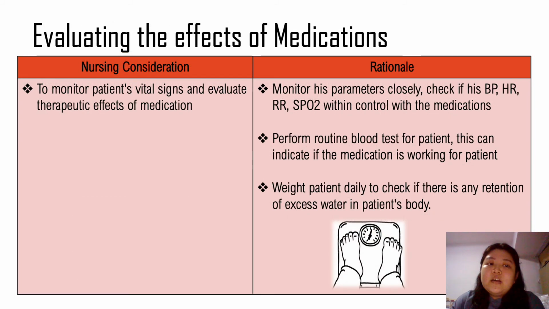Thirdly, we need to monitor patients' vital signs and evaluate the therapeutic effects of medication. We need to monitor his parameters closely, such as blood pressure, heart rate, respiratory rate, and SpO2. We need to perform routine blood tests, which can indicate if the medication is working well for the patient, and weigh the patient daily to check if there is any water retention.